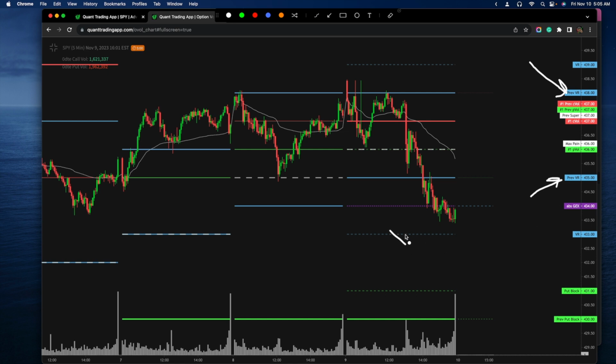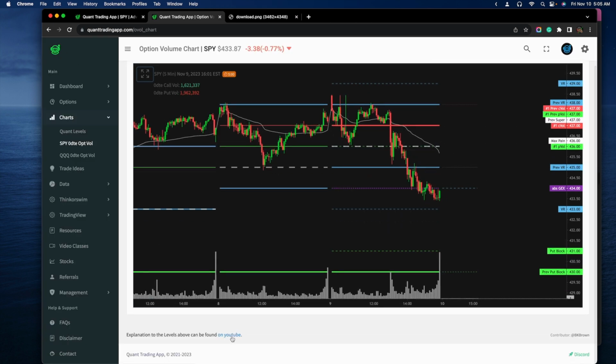The dashed blue ones are changing throughout the day because these are based on the current day's volume range. There is a video that is explaining this right here on the page. If we close this out, you can just click this link right here and it'll have a little bit more of a breakdown of this page.